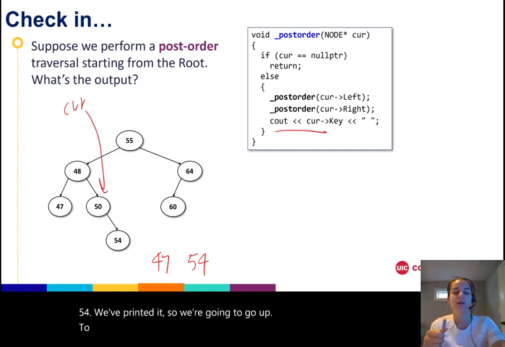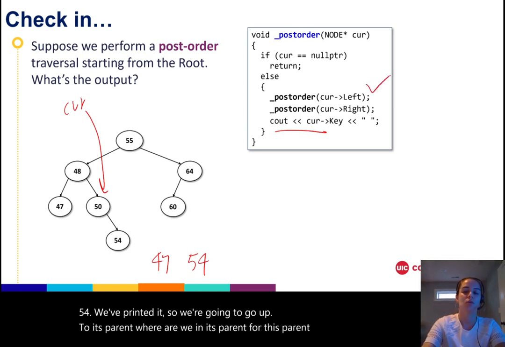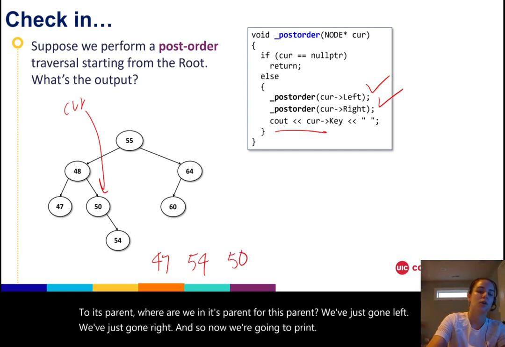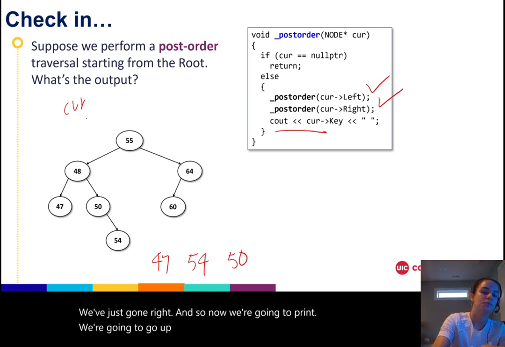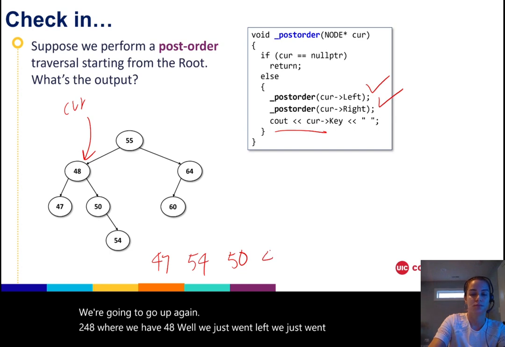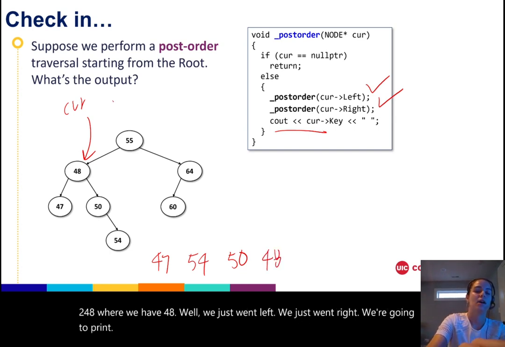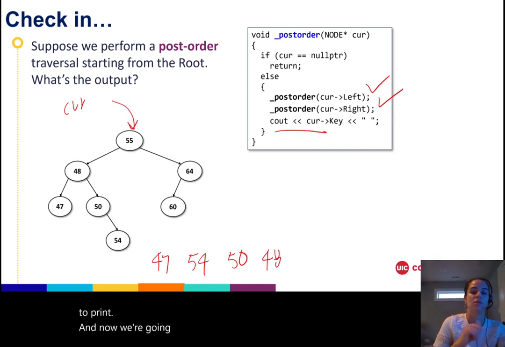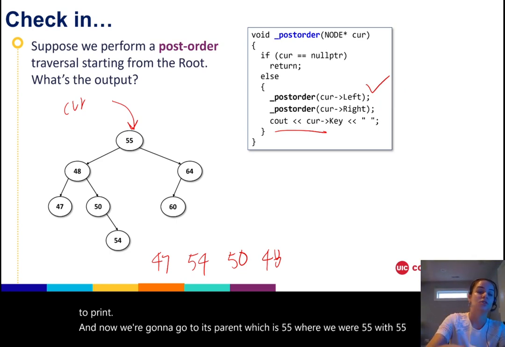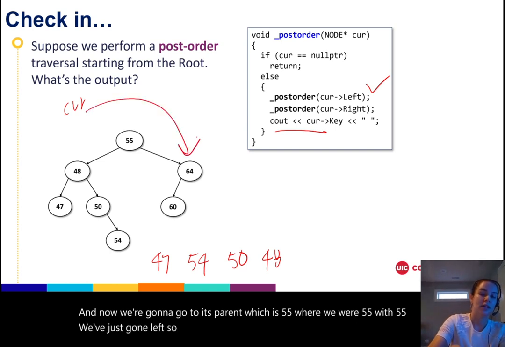Where are we in its parent? For this parent, we've just gone left, we've just gone right, and so now we're going to print. We're going to go up again to 48. Where are we with 48? Well, we just went left, we just went right, we're going to print. And now we're going to go to its parent, which is 55. Where are we with 55? With 55, we've just gone left. So now we're going to go right.